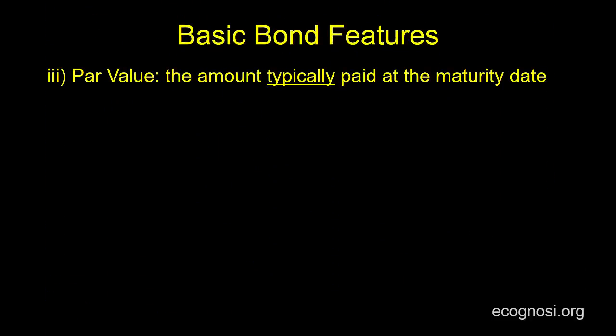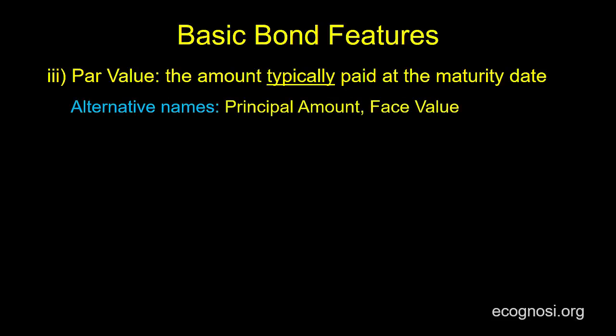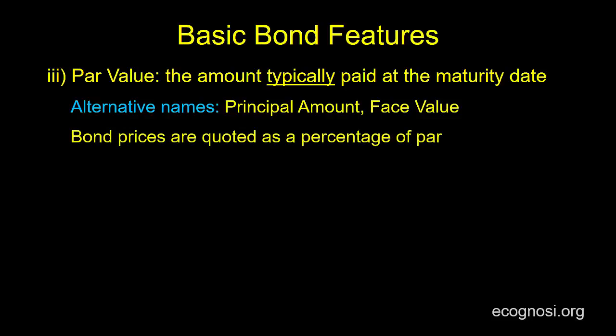Beginning with the par value, this is the amount that will typically be paid at the maturity date of the bond. As regards alternative names, the par value can also be called the principal amount or the face value of the bond. There are other names as well, but we'll introduce them over time so that it's easier for you to retain them.